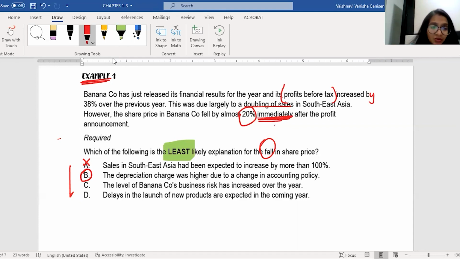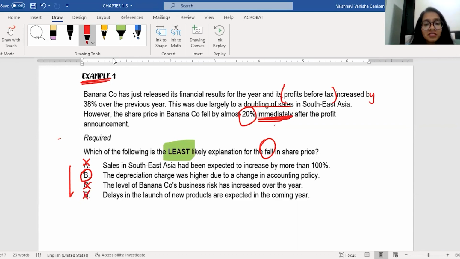Okay, so this is not the delay in the launch of new product in the coming year. So this is going to happen in the next year. It is not something that happens now. So it will not affect profit immediately. Maybe it will affect later, but not now. So this is not the answer.